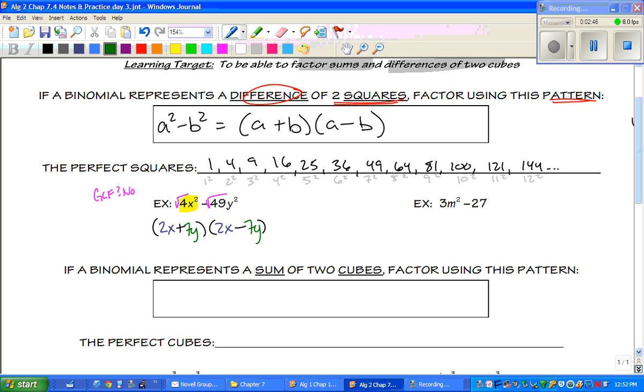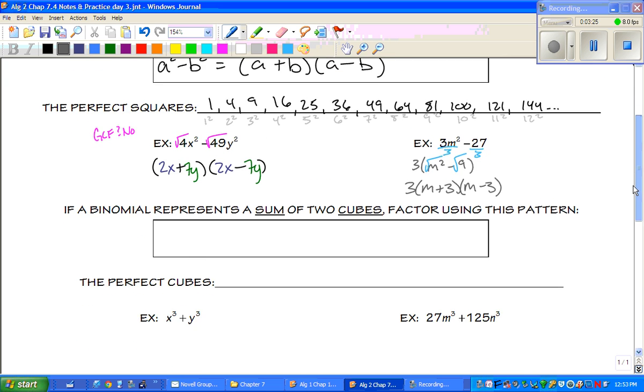All right, the next example. Is there a GCF? Yes, you always take the GCF out first. And then you're left with m squared minus 9. Now, is 9 on your list? It is. That means we can take the square root of that. So when we factor it out, it's m plus 3, m minus 3.